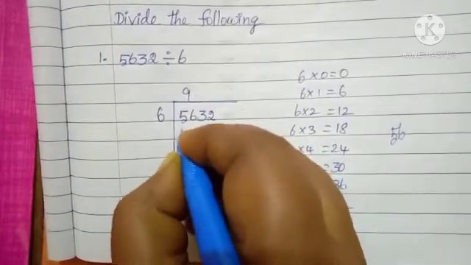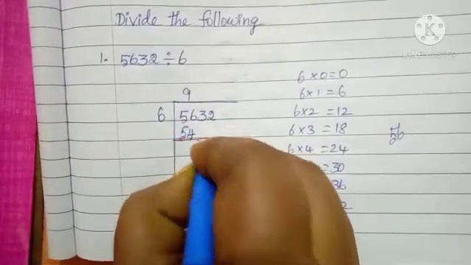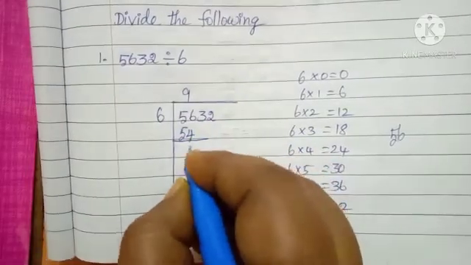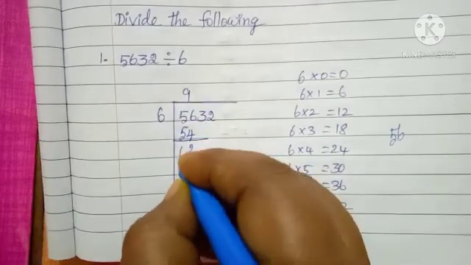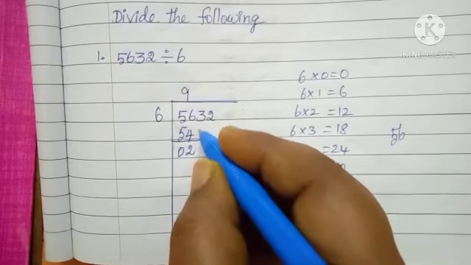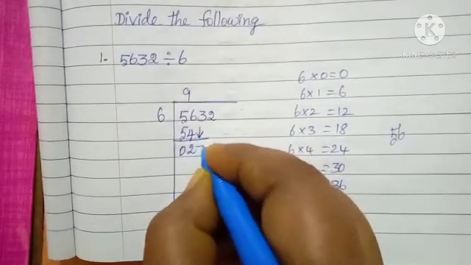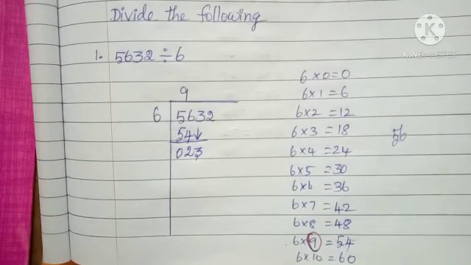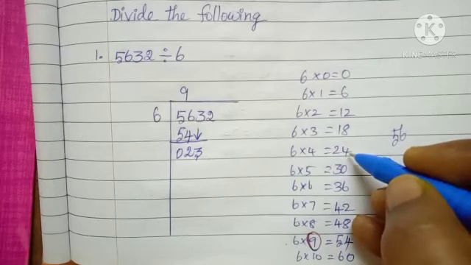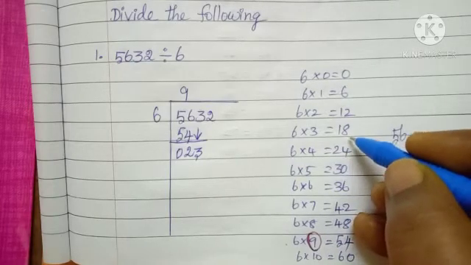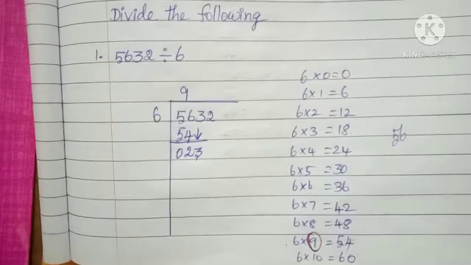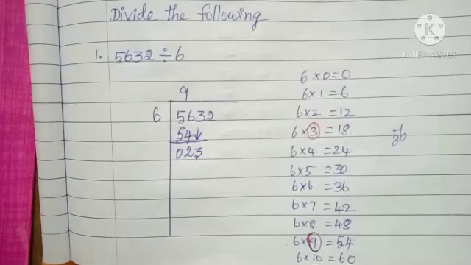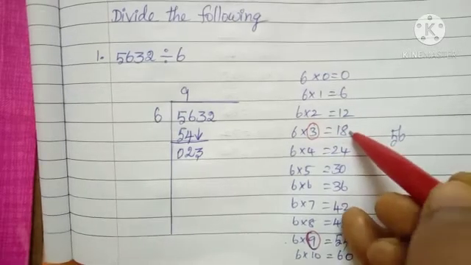9 6s are 54. So do now subtraction. 6 subtract 4, 2. 5 subtract 5, 0. So 2 is a smaller number. So take the next number 3, 23. So is 23 coming in the 6 table? No, after 18 the number is 24 only. So you take the one before, 18. How many times is 18 coming in the 6 table? 3 times.